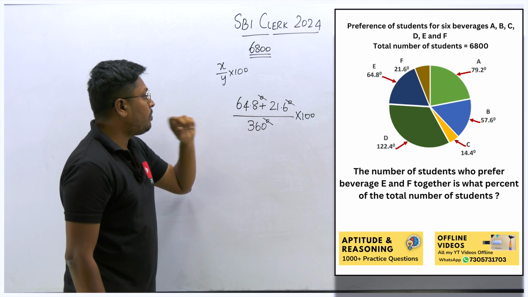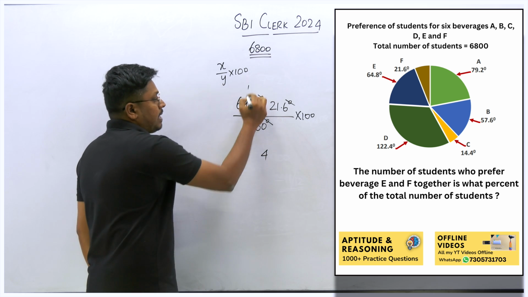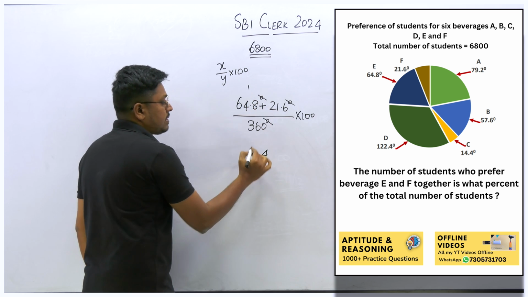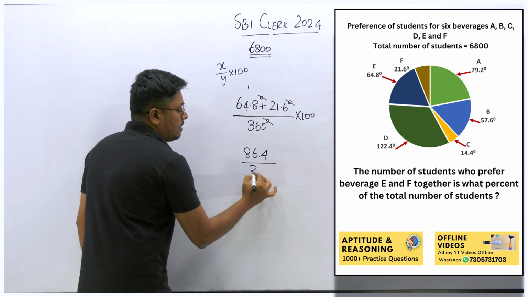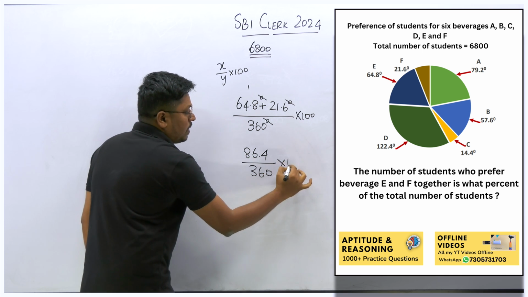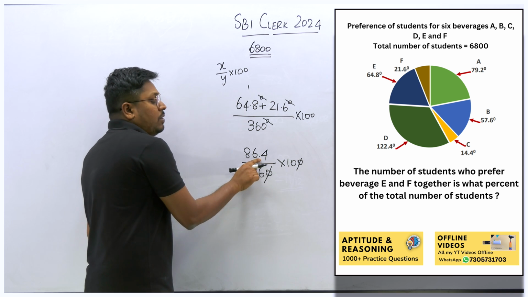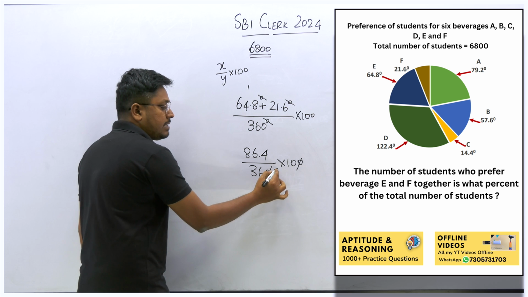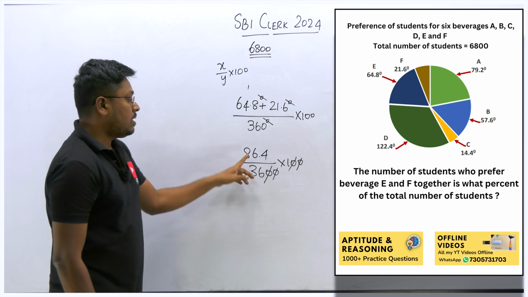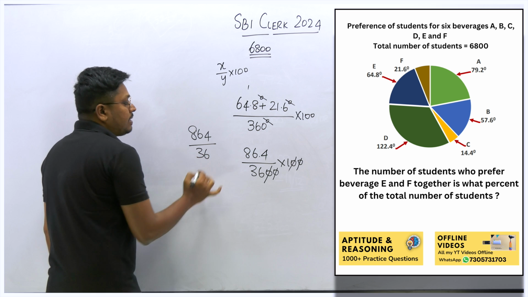So now 64.8 plus 21.6, 8 plus 6 will be 14, remainder will be 1. So 4, 5, 6, 6, 7, 8. 86.4 divided by 360 into 100. So we can cancel 1 zero, 1 zero here. When you remove this decimal point, divided by 10, here we will get 1 zero. So again cancel that zero and cancel that zero. So now the numerator value is 864, the denominator value will be 36.